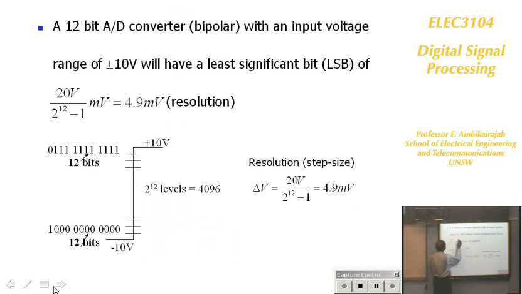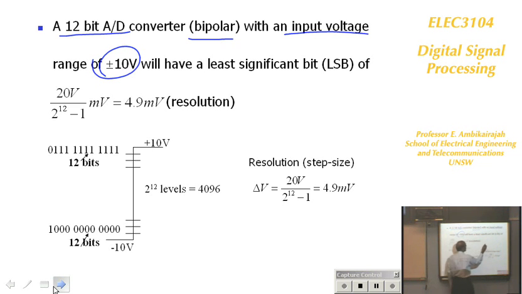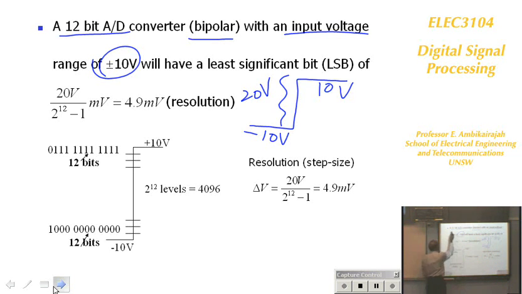So now we take a 12-bit AD converter, it's a bipolar converter, and the input voltage range is from plus 10 to minus 10, like that, minus 10 volts to plus 10 volts. So I have roughly 20 volts here. And I've got 12 bits, so for the resolution, you will have 2 to the power of 12, which is your total number of levels.